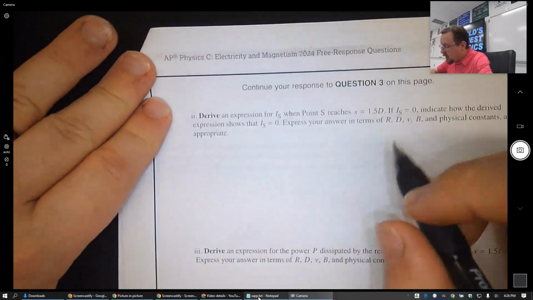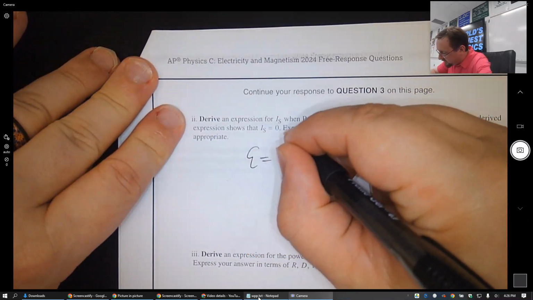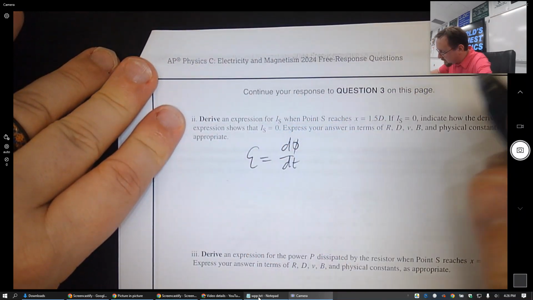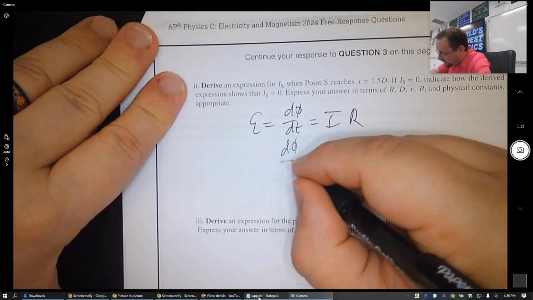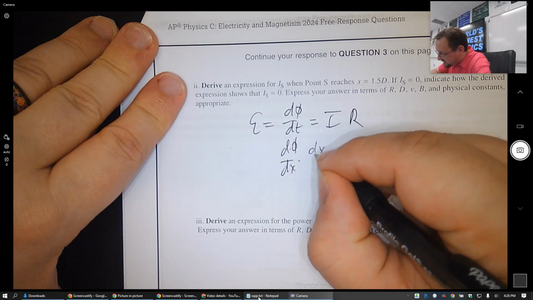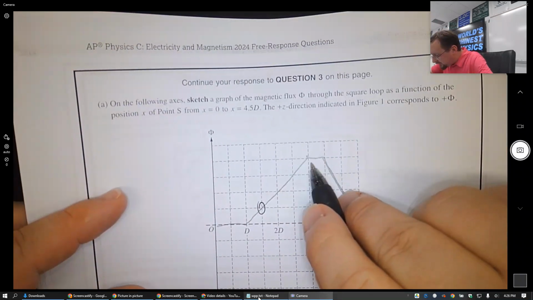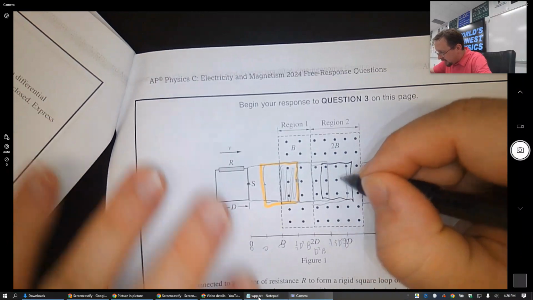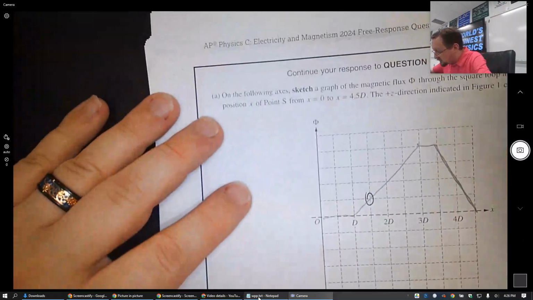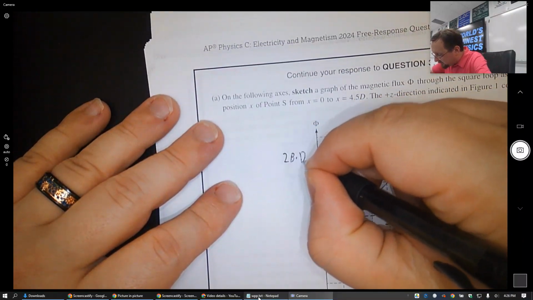It's not going to be 0. Okay, so once again, EMF is two things, d flux d time, and that's I times R. D flux d time is really d flux dx times dx dt, which is V. What is d flux dx? What is this number? That is 2B times d squared.